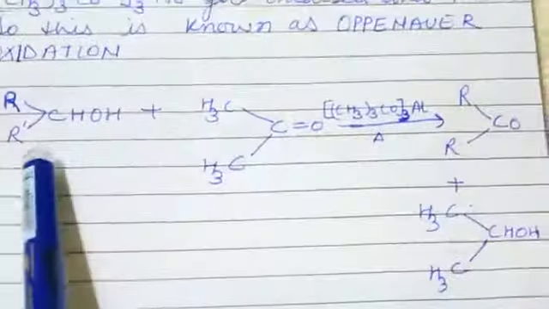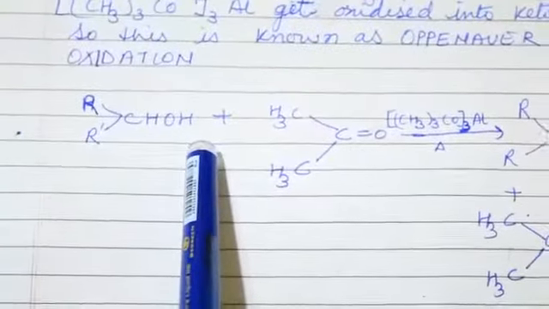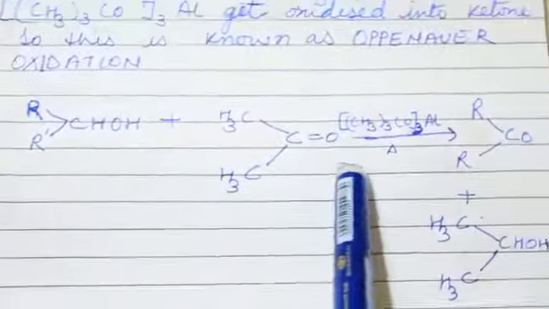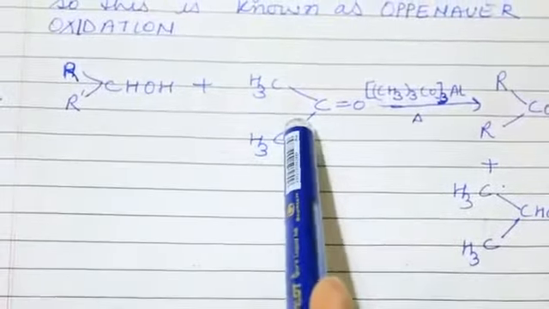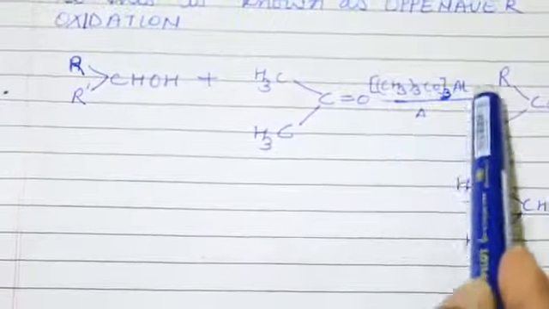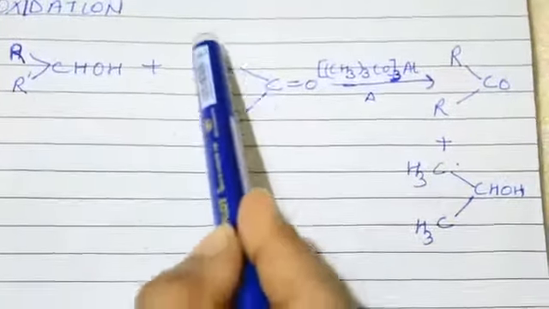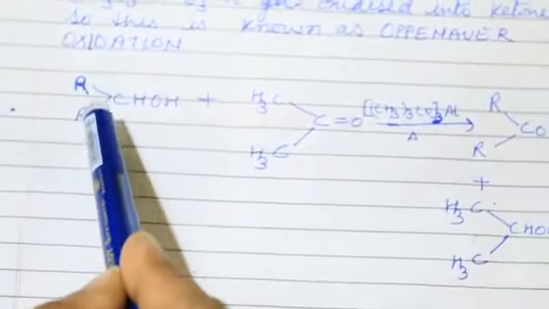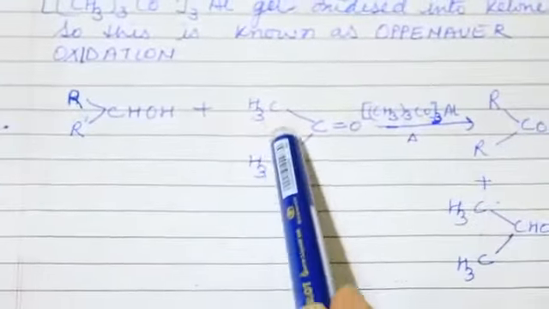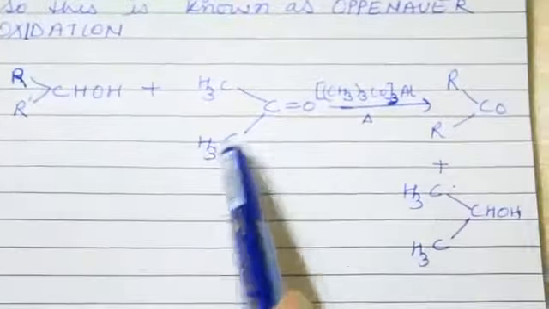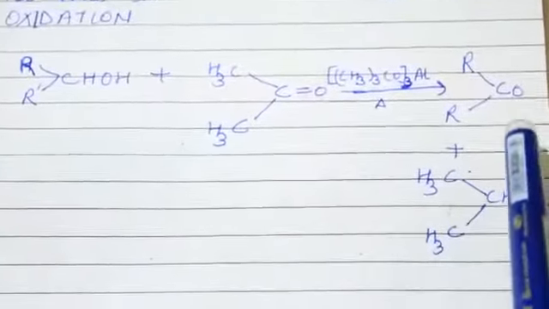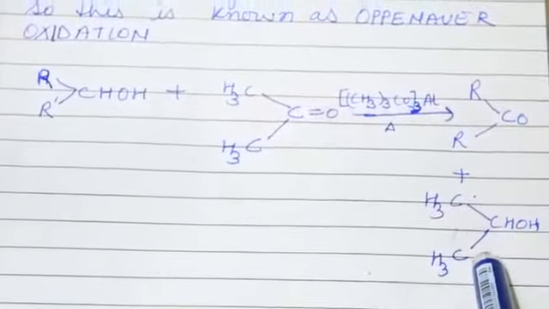For example, here we have alcohol and here we have ketone. This is a secondary alcohol and this is a ketone. When both of these react in the presence of this catalyst, then the alkyl groups get exchanged. CH3 comes to this side and R comes to this side. See the product. So it formed ketone and aldehyde all together.